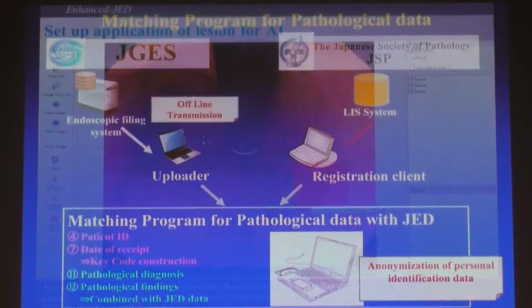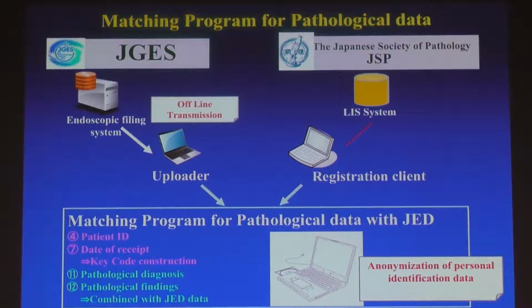A matching program for pathological data was made in connection with the Japanese Society of Pathology. In this process, one of the difficult problems we face is making personal data anonymous.